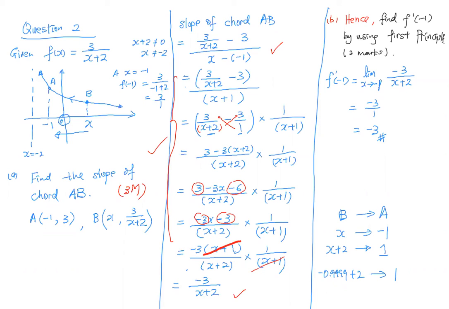Miss, can I ask why x equals -1? Because I want to find f prime of x at x equal to negative 1. That is what the question wants you to do. You want to find the gradient at x equal to negative 1. So that's why B has to move closer to A along the curve.